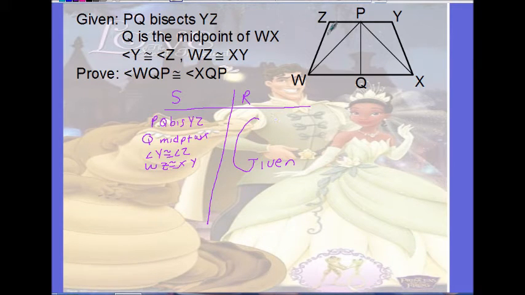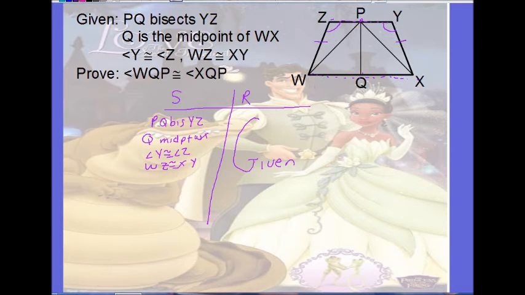Let's put in our markings. We have angle Y is congruent to angle Z. WZ is congruent to YX. Then I have some keywords here. My keywords is that PQ is bisecting YZ, and that Q is going to be the midpoint of WX. So I got a couple keywords floating around there.